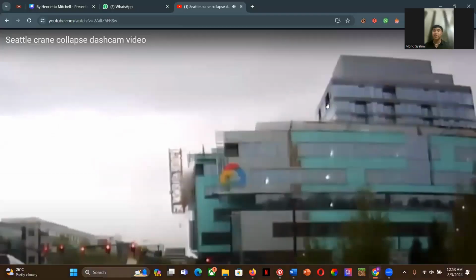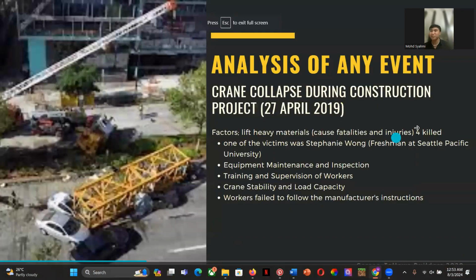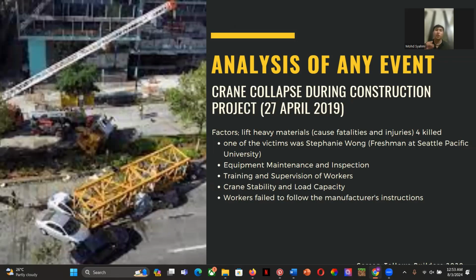Okay, so back to my part. So, analysis of any event. The title for this event was accident crane collapse during construction project, which occurred in Seattle, America, on 27 April 2019. That was something like 4 years ago.